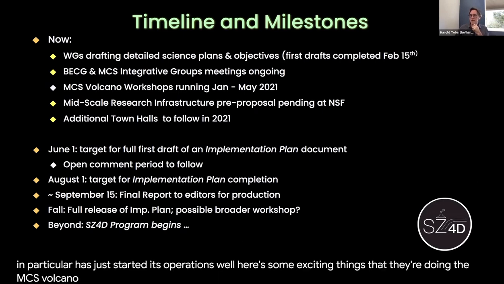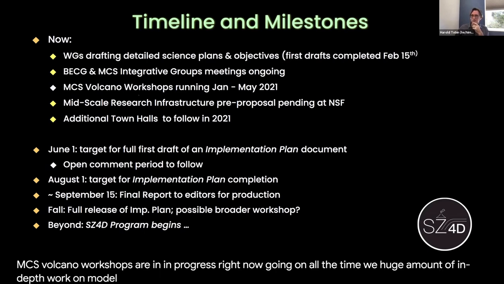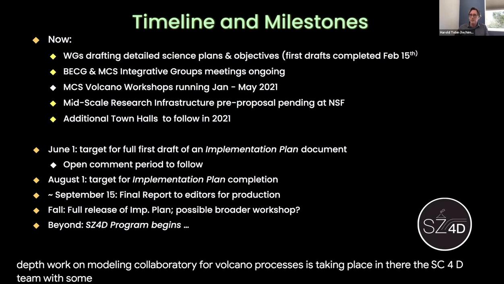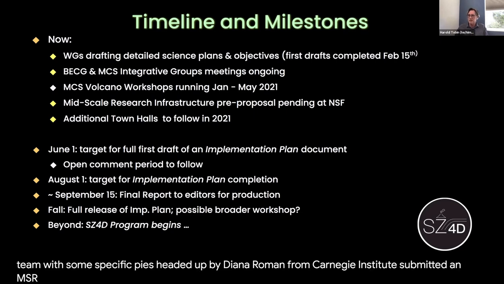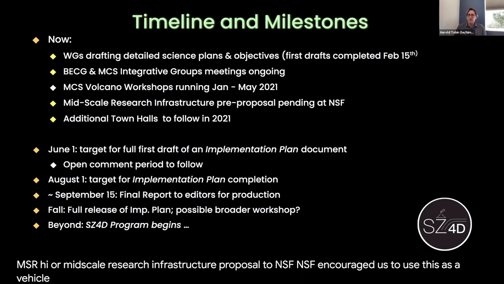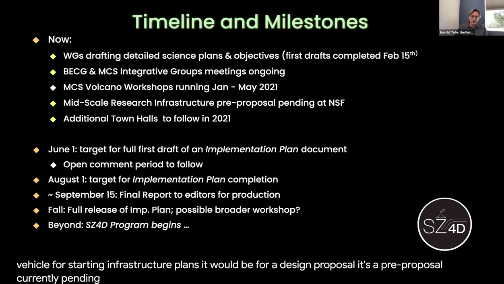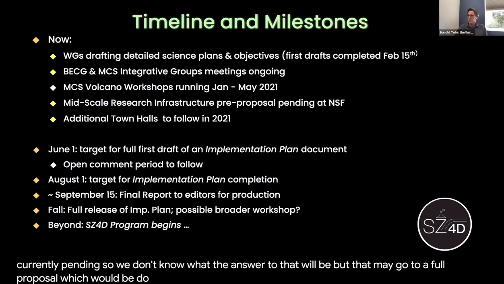The MCS volcano workshops are in progress right now, going on all the time. A huge amount of in-depth work on modeling collaboratory for volcano processes is taking place in there. The SZ4D team, with some specific PIs headed up by Diana Roman from Carnegie Institute, submitted an MSRI, or mid-scale research infrastructure proposal to NSF. NSF encouraged us to use this as a vehicle for starting infrastructure plans. It would be for a design proposal. It's a pre-proposal currently pending, so we don't know what the answer to that will be, but that may go to a full proposal, which would be due in April.